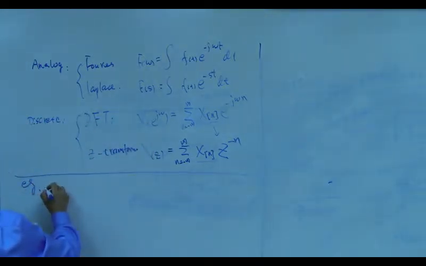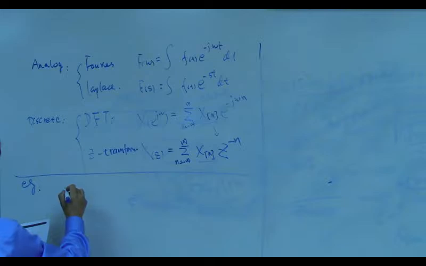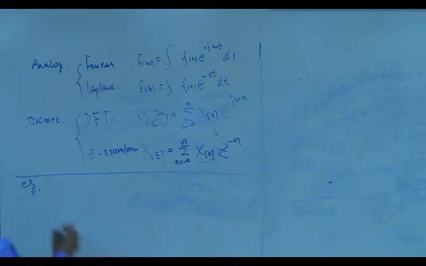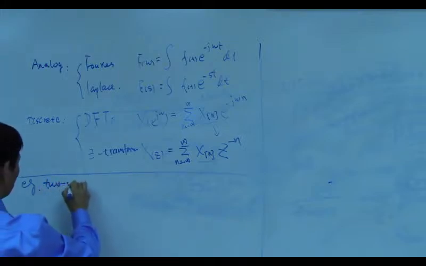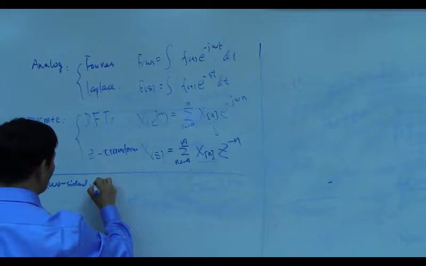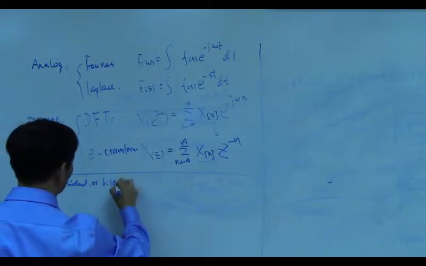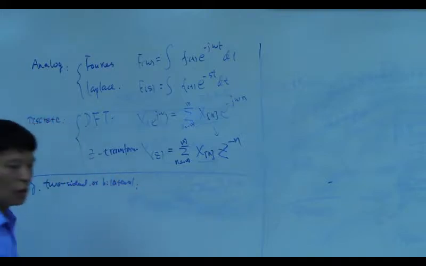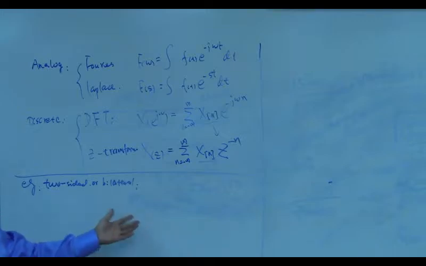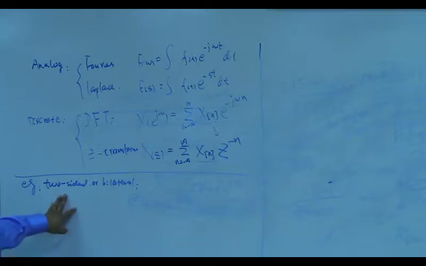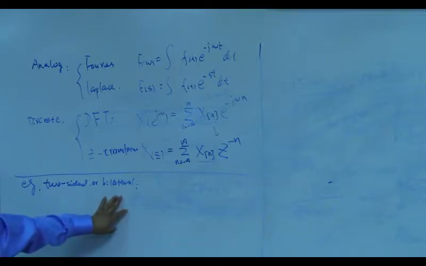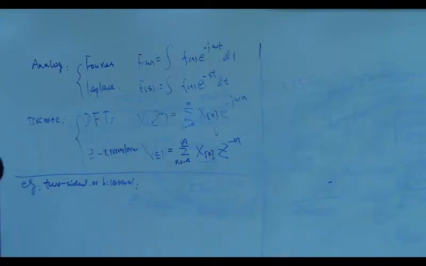Example 1. Use a two-sided or bilateral Z transform. Just like a two-sided Laplace transform means from negative infinity to positive infinity, one-sided or unilateral means from 0 to infinity. We don't care about the negative part.